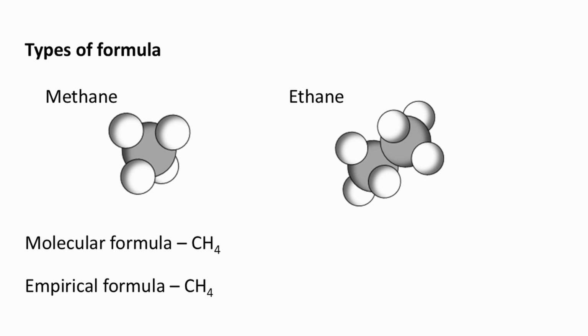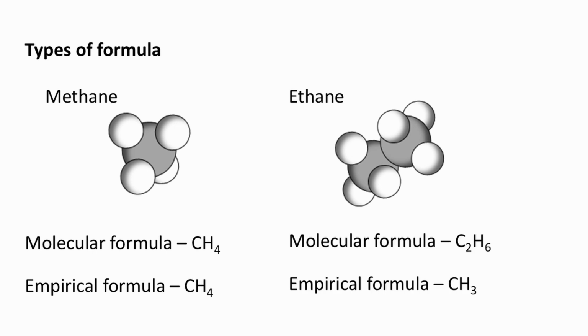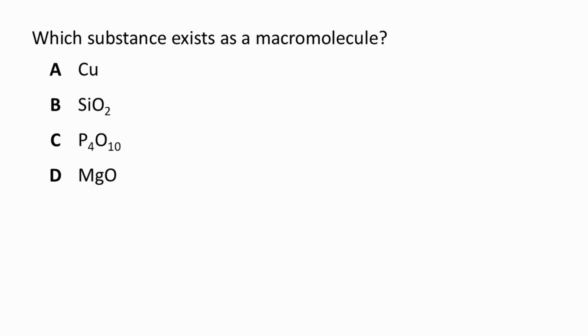The diagram on the left represents one molecule of methane. This has got an empirical formula of CH4 and also a molecular formula of CH4. The diagram on the right represents one molecule of ethane. This has a molecular formula of C2H6. In ethane, the lowest whole number ratio of carbon to hydrogen atoms is 1:3, so the empirical formula of ethane is CH3. Let's take a look at an exam question now.